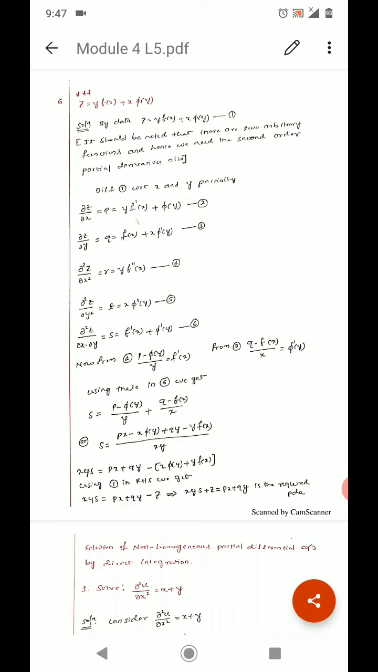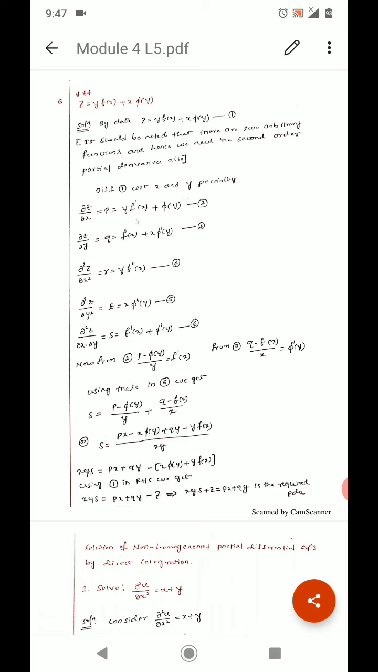Now again differentiate del z by del x with respect to x. So that will become del square z by del x square, which can be taken as small letter r, which is equal to, here the differentiation of y into f dash of x with respect to x is y into f double dash of x plus pi of y. Pi of y is a constant, so the differentiation of pi of y with respect to x is 0. Therefore, r is equal to y into f double dash of x. So that is equation 4.